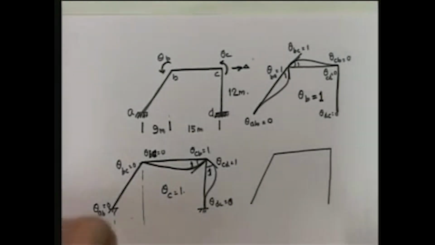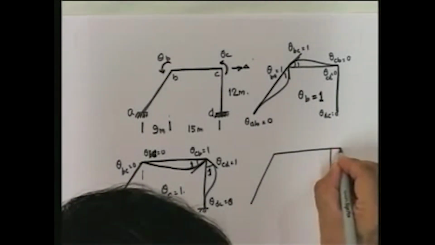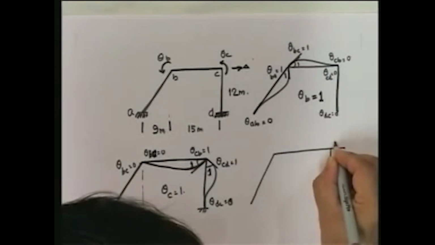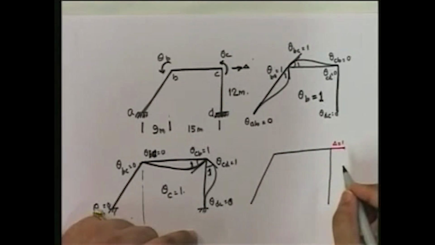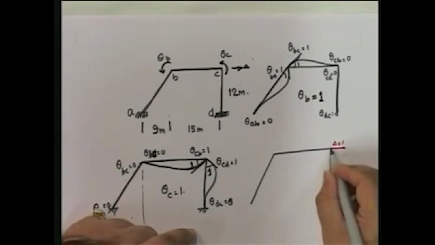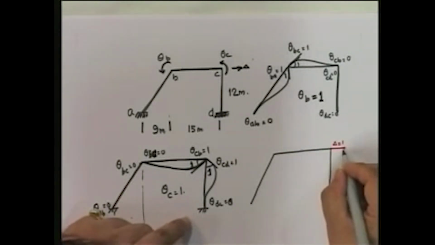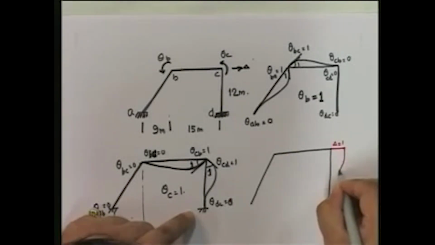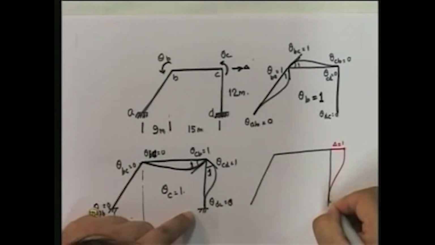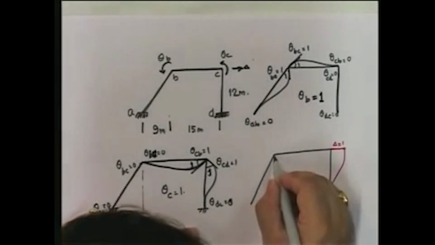Now note what I am doing. I'm going to put displacement delta equal to 1. If you put delta equal to 1, what happens? This member, since this is moving perpendicular, there is no change of length, so there is no problem. So this is going to remain like this.